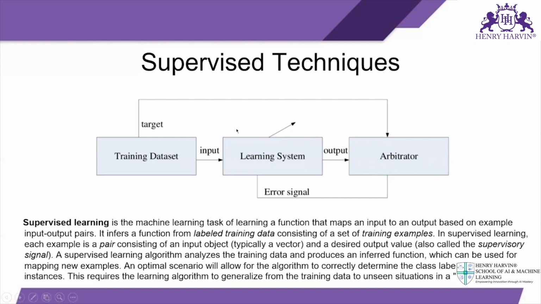In supervised techniques, you have your training data set, and you have to use that data set to get your output, and for that you use some machine learning algorithm. So after using the training data set, you use it as the input in a learning system, like some machine learning model. That model is basically the supervised technique, and after using that model you get your output.